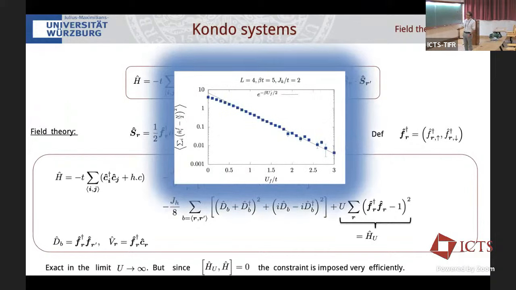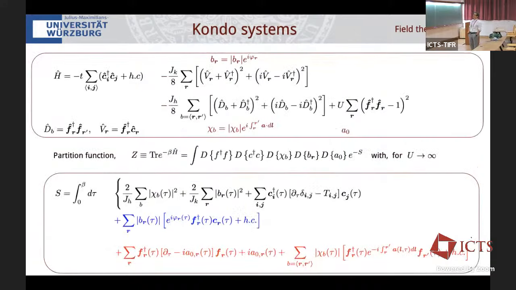These are real data which show you that we're not in a weak coupling limit, it's something strong coupling. This is the double occupancy, basically how well we project onto the physical Hilbert space, right? So we can go down 3 or 4 orders of magnitude. So it's as good as exact, right? This projection.